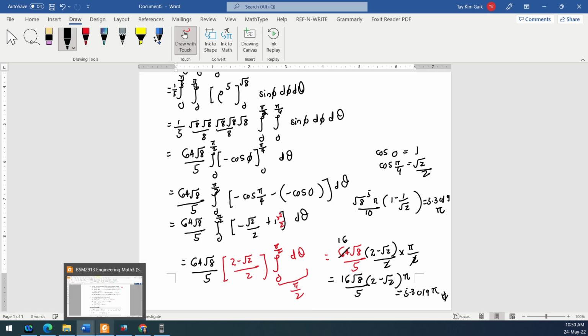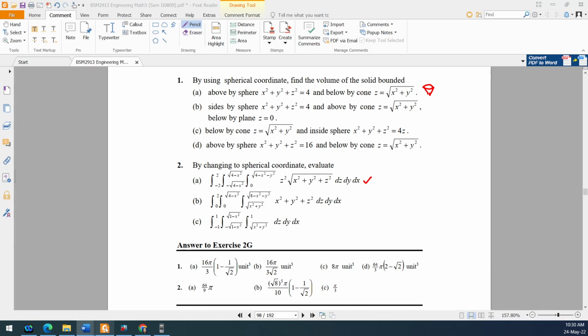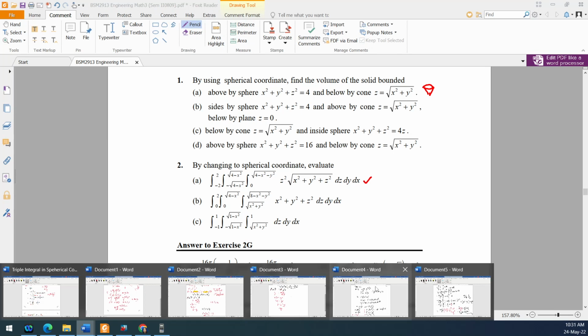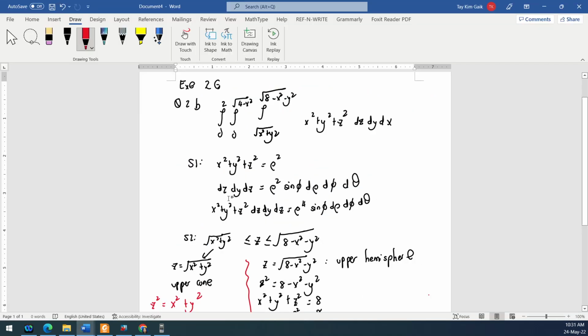So this is exercise 2b. Same thing, x squared plus y squared plus z squared, you change to rho squared. dz dy dx, you change to rho squared sin phi d rho d phi d theta, like here. Multiply these two, you get total rho to the power 4 sin phi d rho d phi d theta.